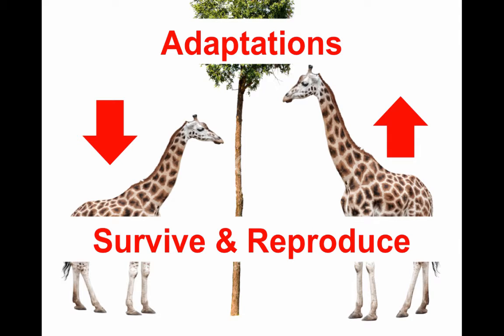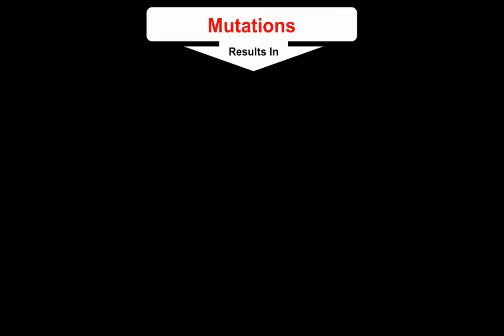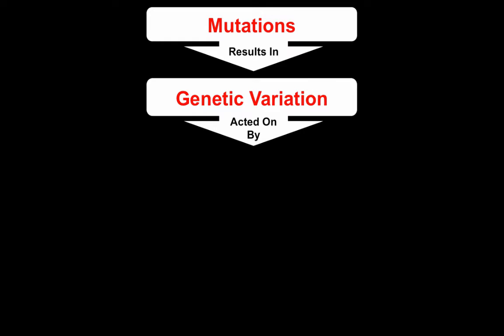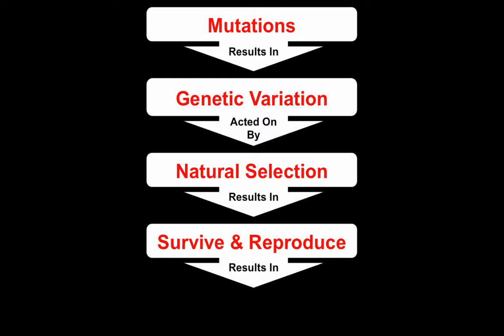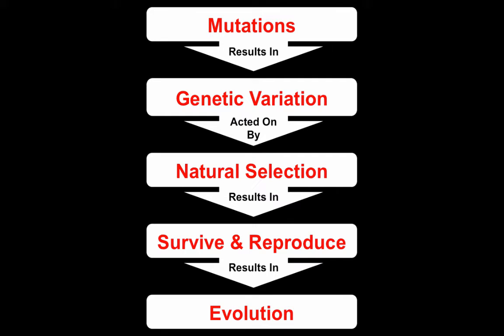So if we look at that all together, mutations result in genetic variation, which is acted on by natural selection, results in some organisms being more likely to survive and reproduce, and results in the change of the organism, or change of the species or population, which is called evolution.